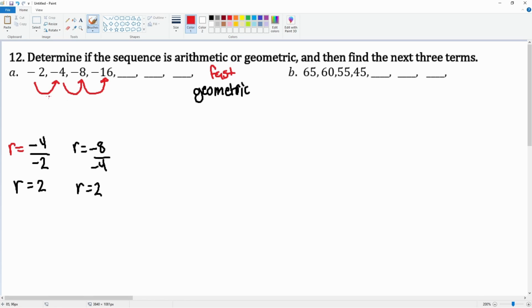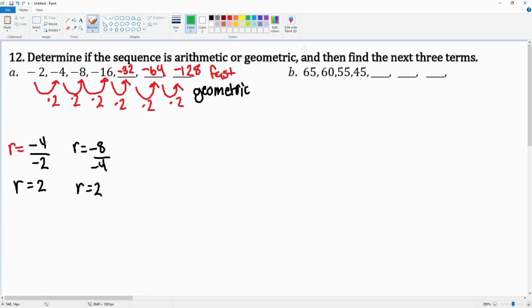So to go to the next ones, they're always multiplying by 2. So to get to the next one, we also multiply by 2. This gets you -32. To the next one, we multiply by 2. So what's -32 times 2? That is -64. Then to the next one, we also multiply by 2. That gets you -128. Okay?